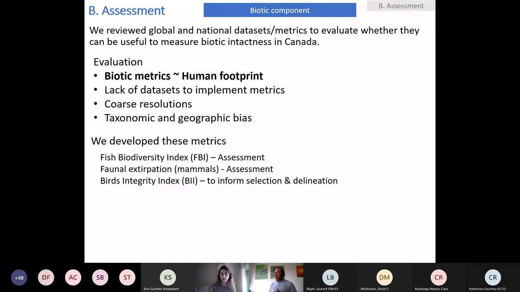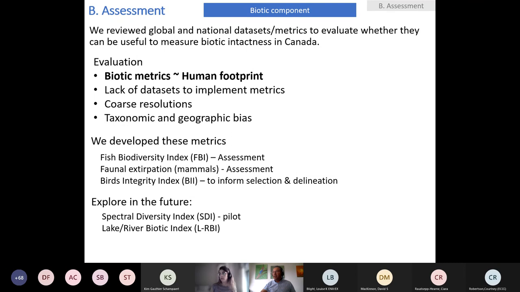We play with some data of faunal extirpation in Canada, and we also developed this birds integrity index to inform the selection and delineation. The first idea is that we can use this birds integrity index in the assessment, but this one also suffers the same problem with the global metric, which is a function of human footprint. But we think it's going to be very important to inform the selection and delineation.